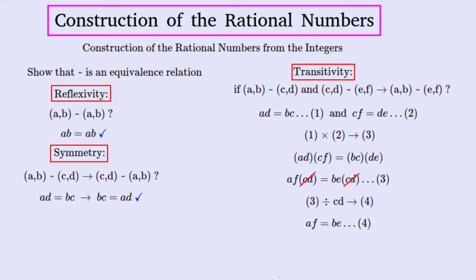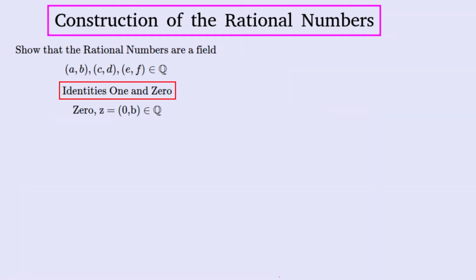After dividing this equation by this number, we'll get this equation, which can be packed back up into this equivalence statement, which proves transitivity. So this relation is an equivalence relation. So now we can prove that the rational numbers form a field. We'll do this by showing a lot of different things.